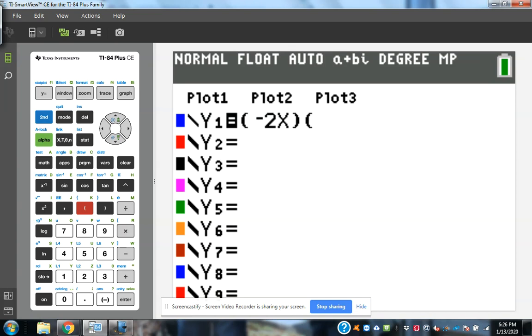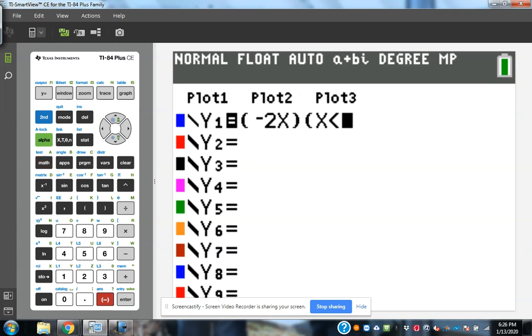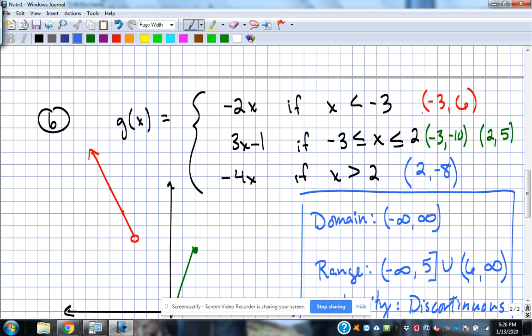Parentheses, and it says x is less than -3. So x, second math, less than -3. Second piece, parentheses 3x minus 1. Close those parentheses. And now here's how we've got to think about this inequality.